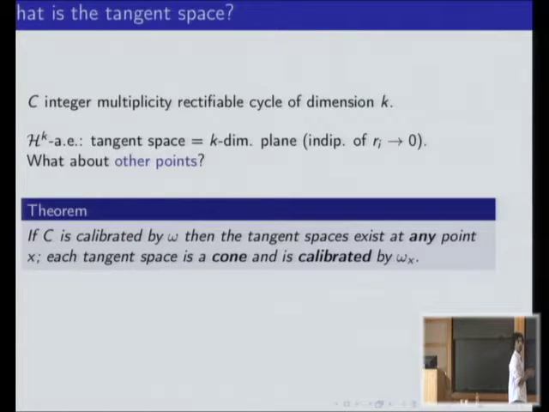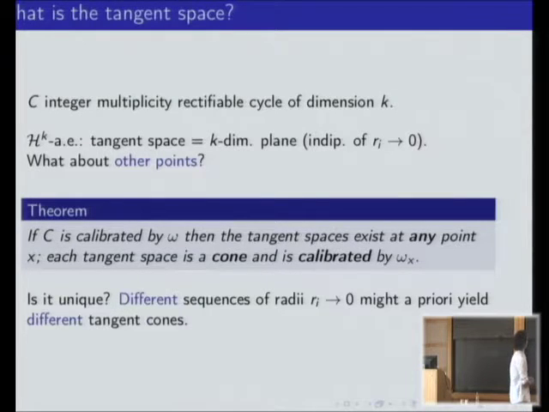But does that depend upon the sequence of radii? So far, it depends on the sequence of radii. And this is, unfortunately, the very hard question. So it isn't really a tangent. Exactly. So what is the tangent now? So yeah, a different sequence of radii that you're choosing might a priori yield different tangent cones.